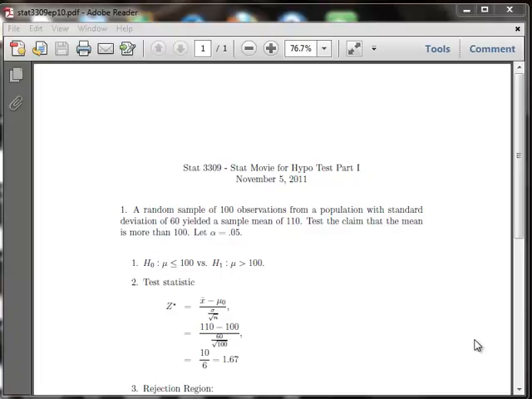The test statistic is the formula here, x bar minus mu sub 0 over sigma over the square root of n. So you've got your numbers from your story, so you put in 110 minus 100 over 60 over the square root of 100. That gives me 10 in the roof over 6 in the basement, which gives me 1.67.